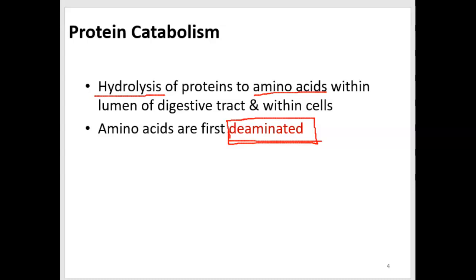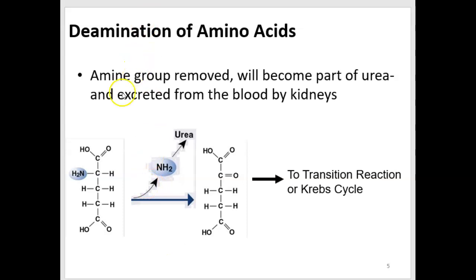The process of deaminating a protein involves enzymes, and we're not going to study all the different enzymes, but essentially this amine group has to come off. Now it's going to come off and travel in the blood and eventually go to the kidney, where the kidney will convert it into urea, which goes into urine, and we will get rid of it. It'll be lost from the body.